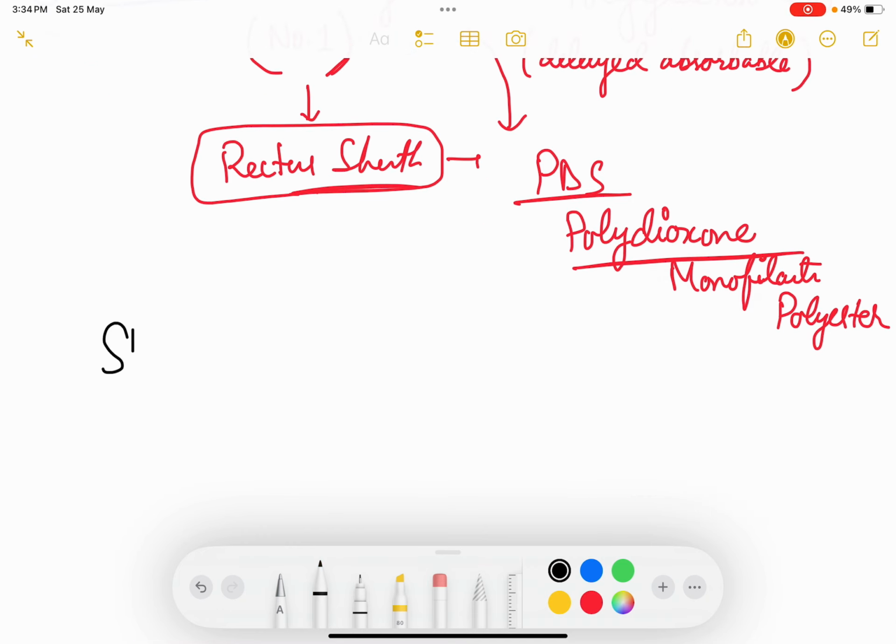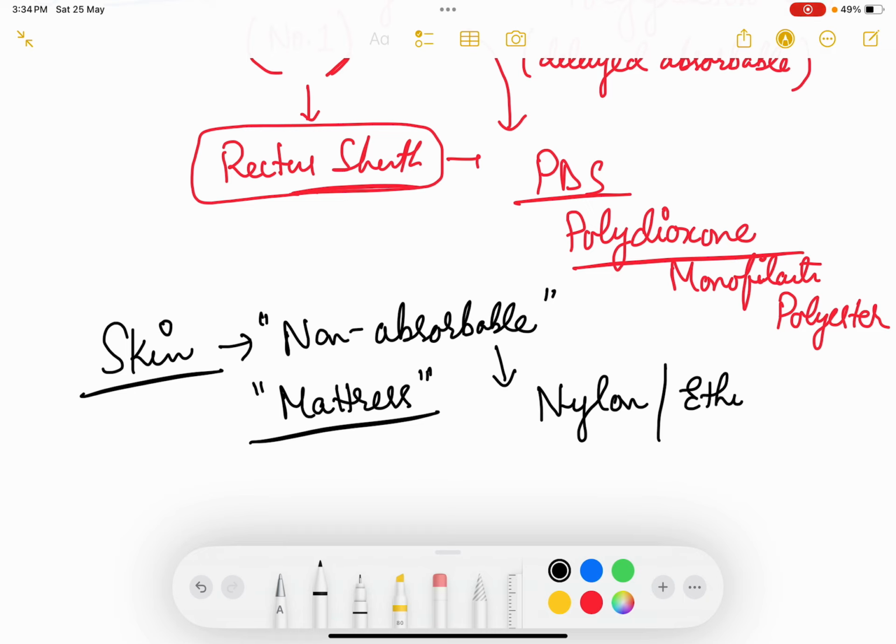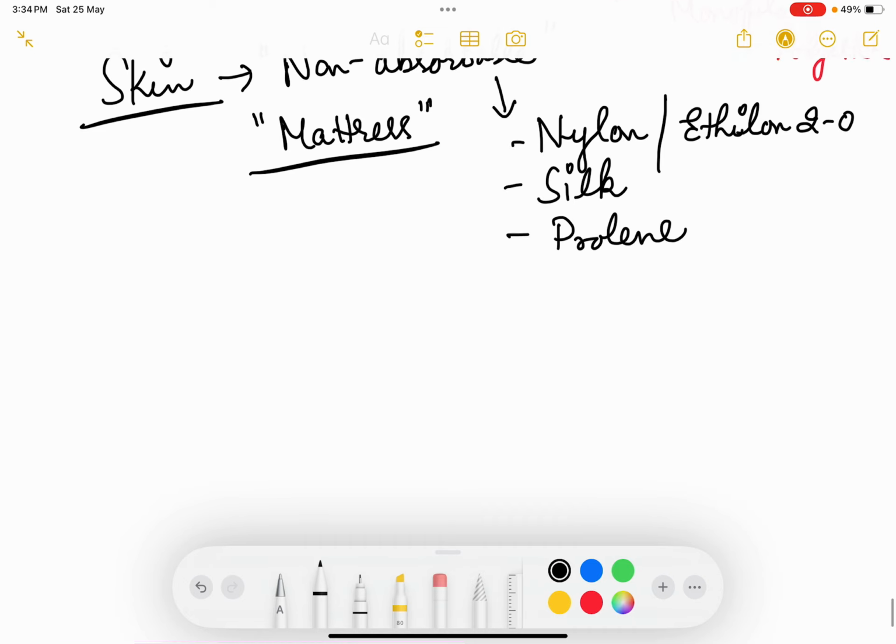Coming to skin. Skin is generally sutured with non-absorbable sutures, which have to be removed later. The mattress suturing technique is utilized for suturing the skin, and the most commonly used non-absorbable suture is nylon or Ethilon, the brand name being Ethilon 2-0. Silk can also be used, or Prolene, which is also a non-absorbable suture.